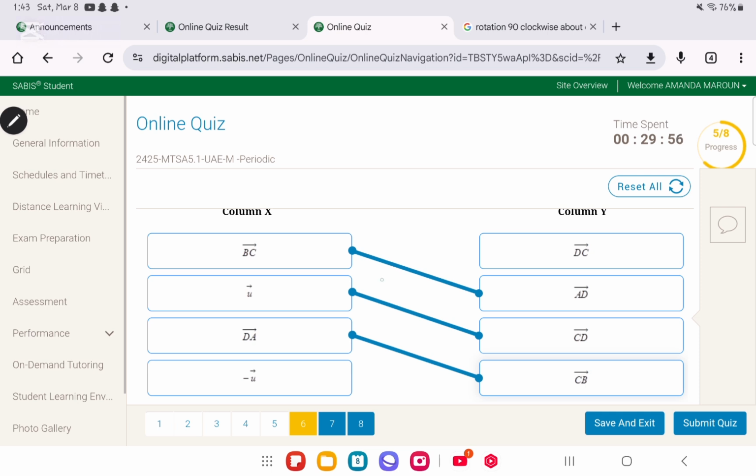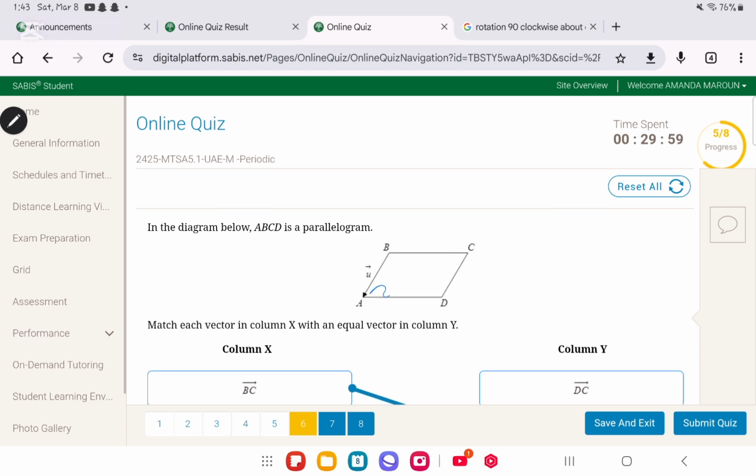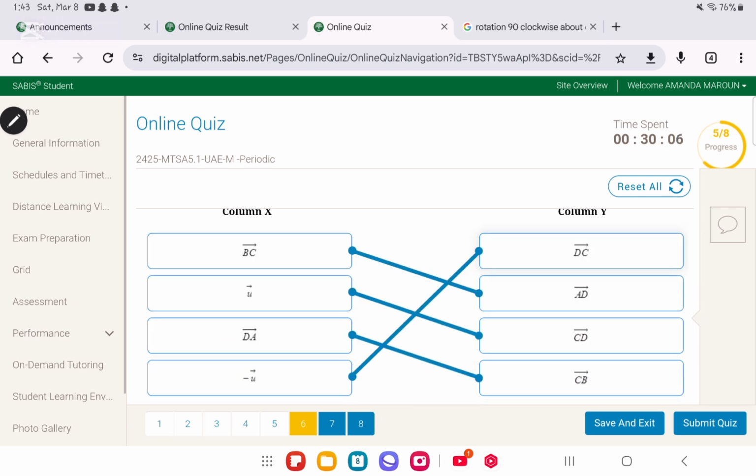And finally, last but not least, is minus U. Minus U will go like this. So it's AB, and AB is parallel to DC. So minus U is DC.